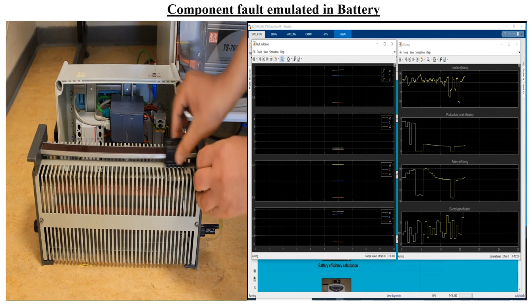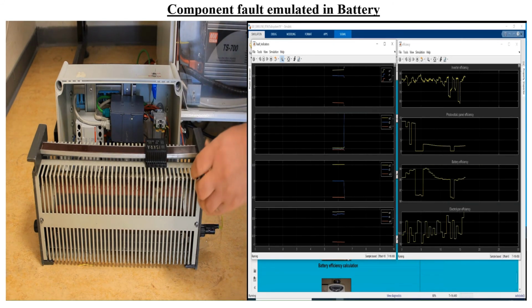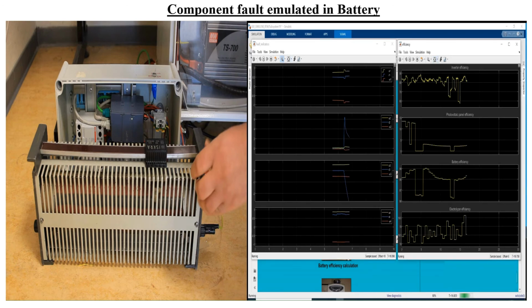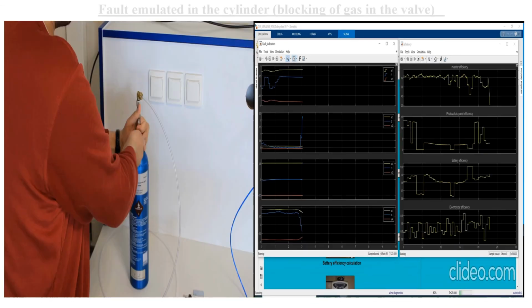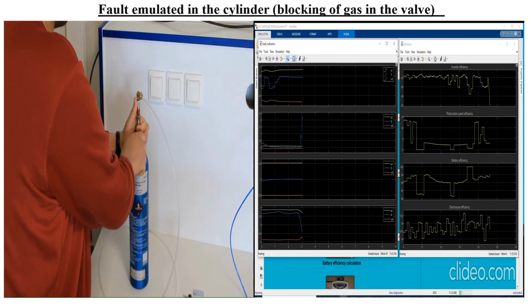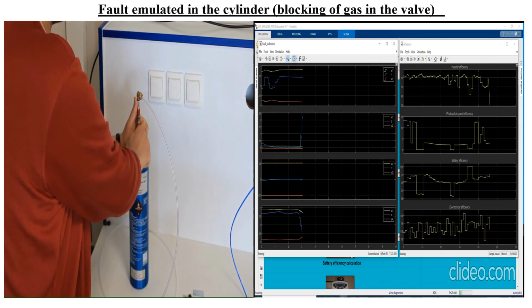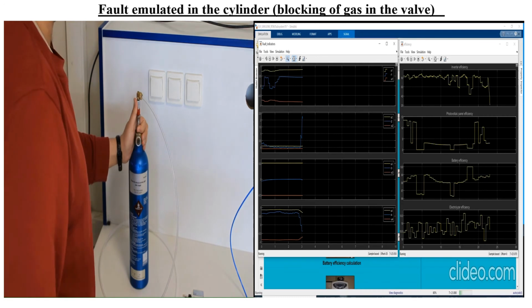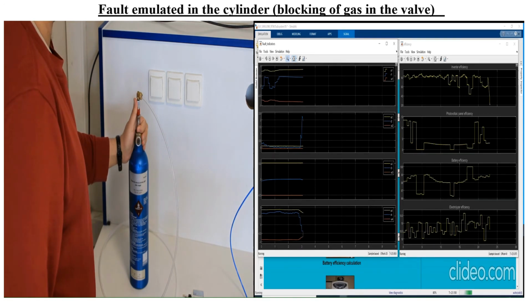The fault is injected in the battery in a similar way as it is done for the photovoltaic panel. On the right side, we notice that only the residuals 2 and 3 are sensitive to this fault as they went out of the thresholds when the fault has occurred. The blockage fault is injected in the electrolyzer by closing the valve of the cylinder during the operation of the platform. In this case, only the indicators 2 and 4 are sensitive to this fault as they went outside the thresholds when the fault has occurred.